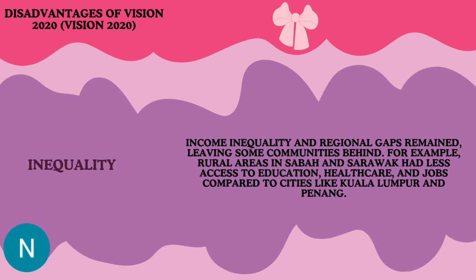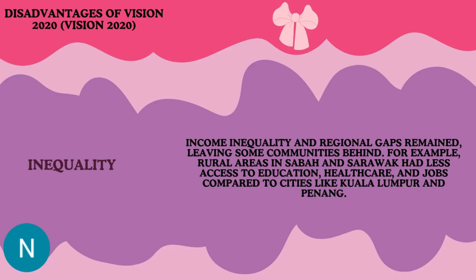Now, let's talk about one of the disadvantages of Vision 2020, and that is inequality. While Vision 2020 helped Malaysia grow in many ways, not everyone got the same benefit. Some people and places were left behind, especially those living in rural areas. For example, in Sabah and Sarawak, many people didn't have good access to education, healthcare, or job opportunities.